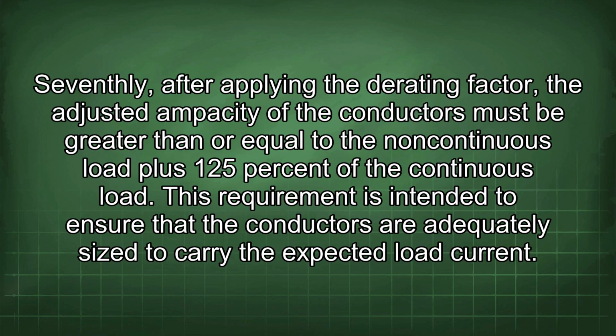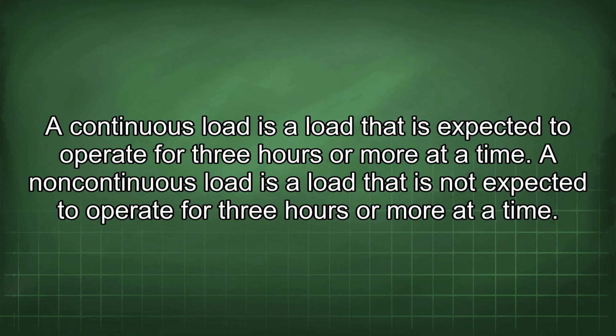Seventhly, after applying the derating factor, the adjusted ampacity of the conductors must be greater than or equal to the non-continuous load plus 125% of the continuous load. This requirement is intended to ensure that the conductors are adequately sized to carry the expected load current. A continuous load is a load that is expected to operate for 3 hours or more at a time. A non-continuous load is a load that is not expected to operate for 3 hours or more at a time.